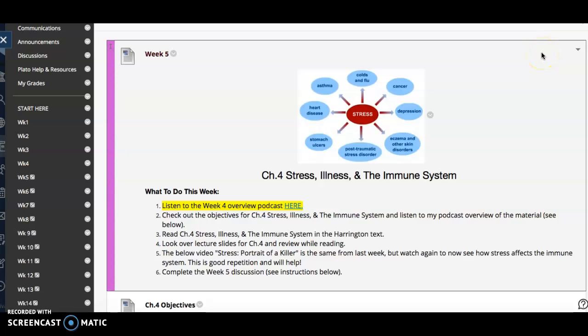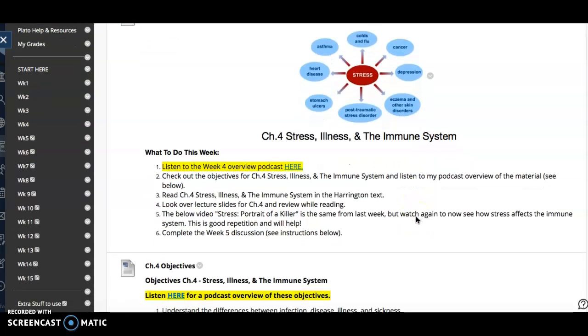This is the podcast overview for week 5 of the class. We will be covering chapter 4, stress, illness, and the immune system. So here is the to-do list for this week.